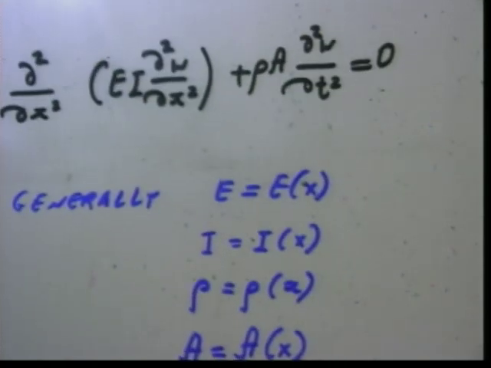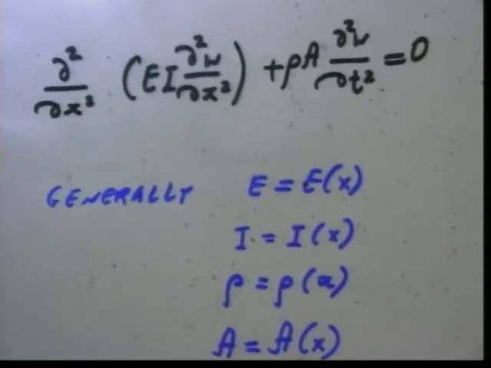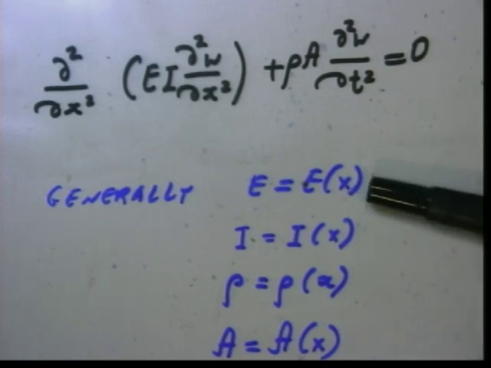So generally, E is a function of X, modulus of elasticity. What does it mean? It means we can have two materials, say one material and then second material and then third material. So therefore, modulus of elasticity could be changing.